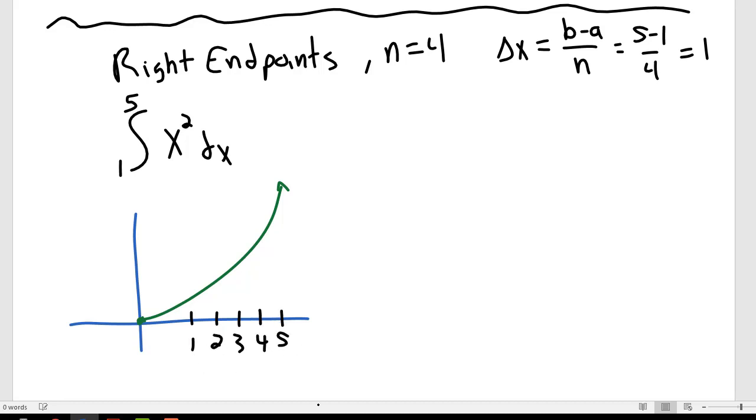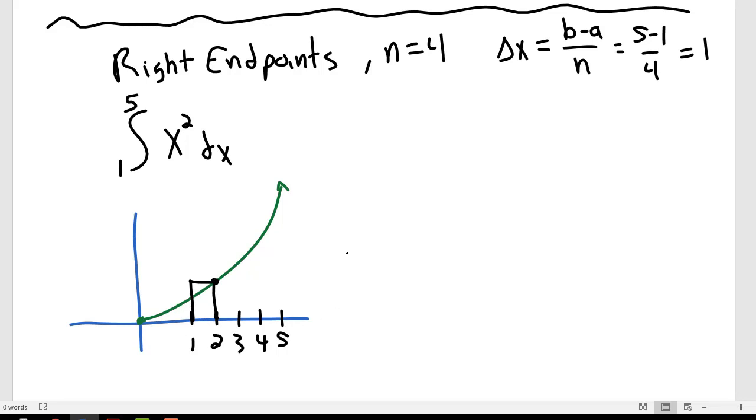All right, now again, my delta x was 1. So there's each of my subdivision values. In this scenario, I'm using right endpoints. So for this first interval, I'm going to come up and use the right endpoint, and there's my first rectangle. Now, the height of that rectangle is f at 2.